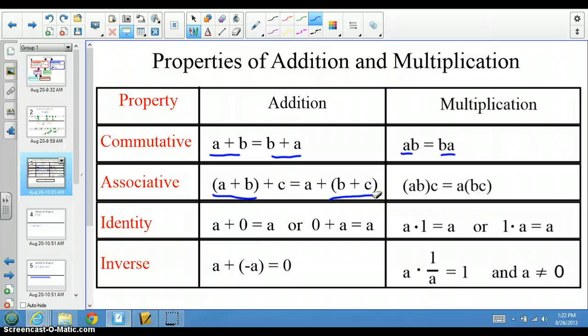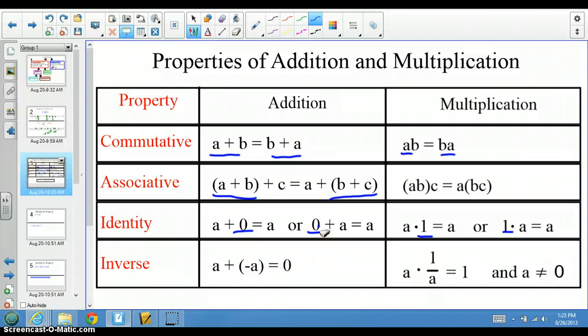Same exactly with multiplication. Identity property, well, identity, I think of that as, that's myself, that's me. You're not changing your identity. So addition, we add 0 to something to not change that number. Like 5 plus 0 is still just 5. Multiplication, we have to multiply something by 1. Okay? When we multiply something by 1, it doesn't change that number. It stays the same.